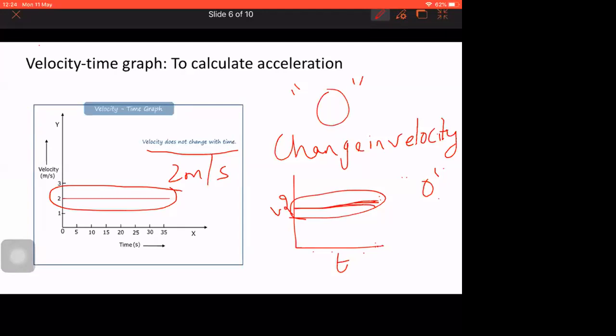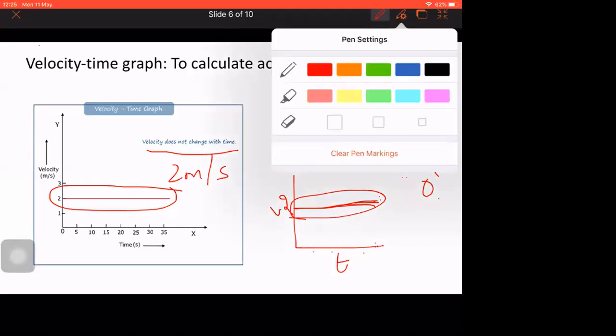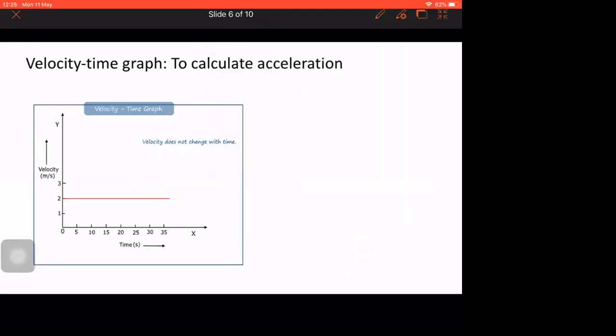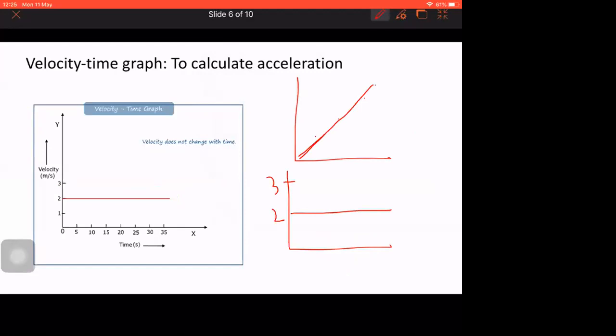If the body had really changed its velocity, I'll show you, it will be like this. It is changing its velocity. So here, here, here, here. But it is not changing its velocity. It is always at 2 meters per second, constantly moving at 2 meters per second only. It is not going to 3 meters per second or 1 meter per second. Velocity is constant at 2 meters per second for that particular body.